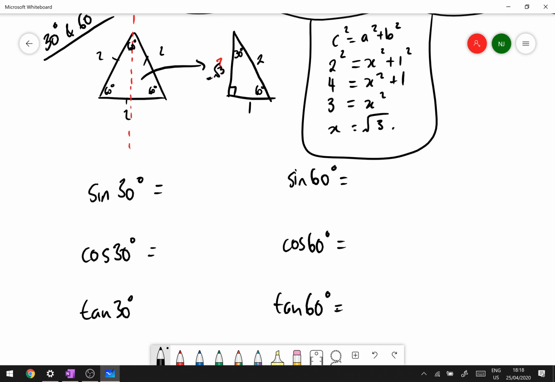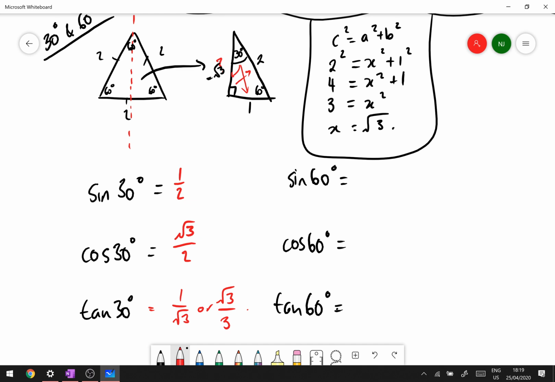Okay, so sine of 60 degrees, oh, sorry, sine of 30 degrees. So we're using this corner at the top. Now sine is opposite over hypotenuse, so the opposite is 1, the hypotenuse is 2. So sine of 30 degrees is just a half. Cos is adjacent over the hypotenuse, so that's root 3 on 2. Don't need to simplify it. And tan, 1 on root 3, or root 3 on 3 if you want to simplify that one.